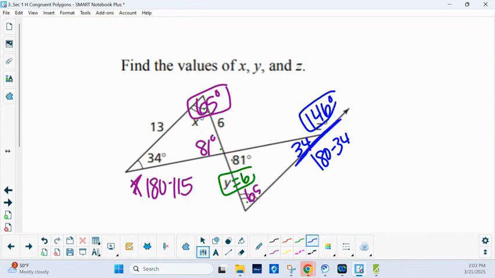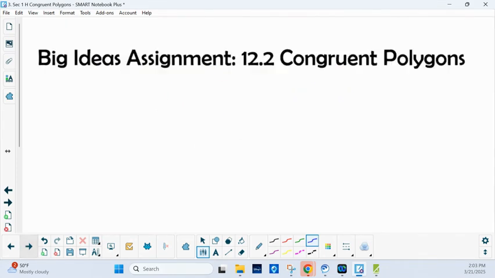Good. Okay, so we know now about congruent parts and pieces, we know vertical angles, we know supplementary angles, we know triangle 180s, exterior angles, all the good stuff. We're putting them together today with our congruent polygons.